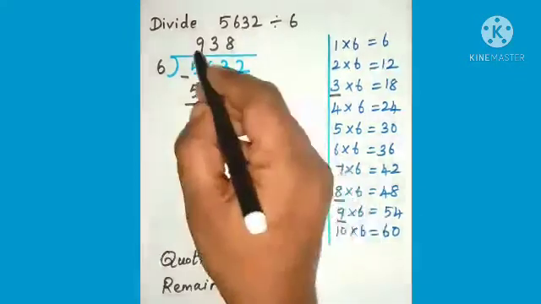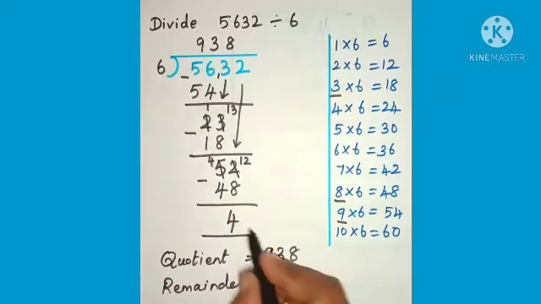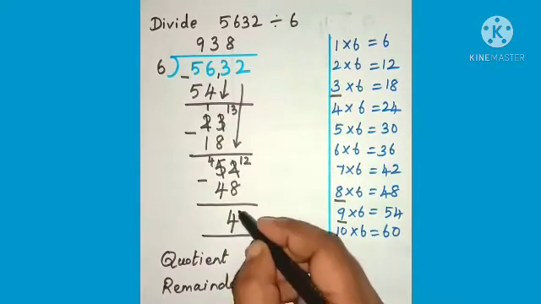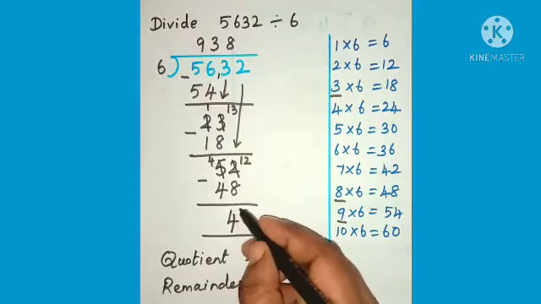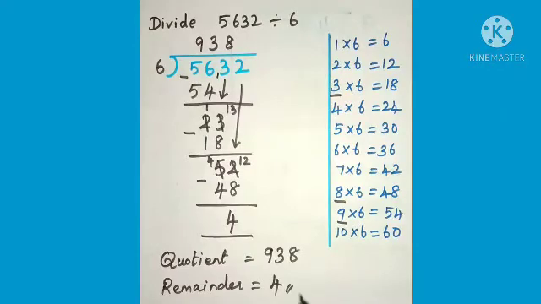Quotient is the result, the answer, 938, and the remainder is 4. The last number below the bar. Here 938 is our required answer.